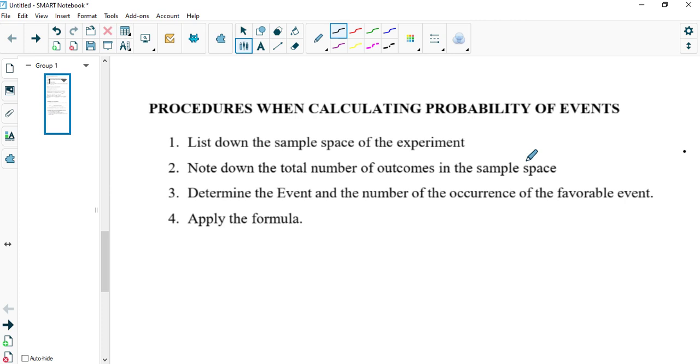Okay, so step number 1 and number 2 go together. If it's possible, you list them down. If you can't list them down, you can just note down its total number.